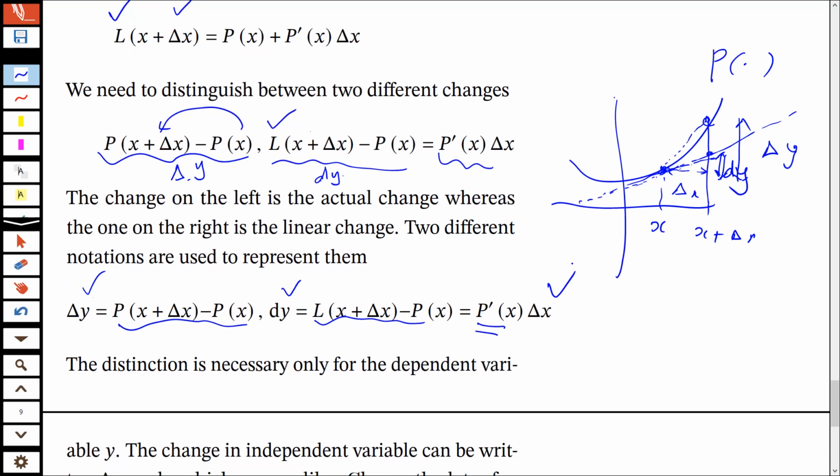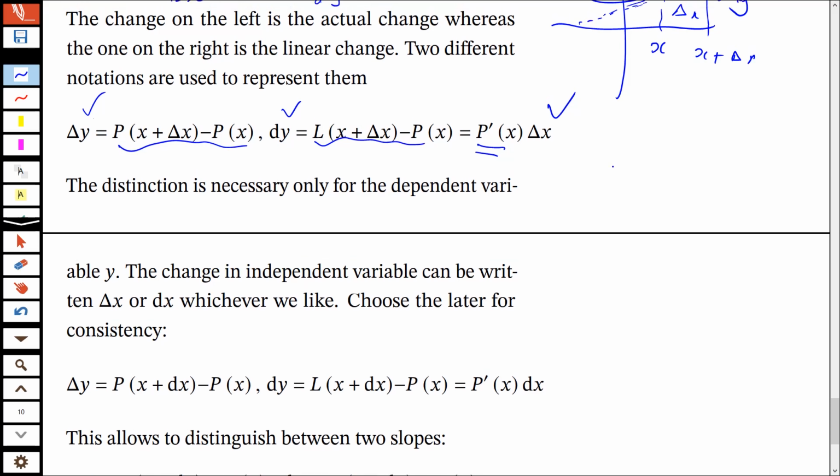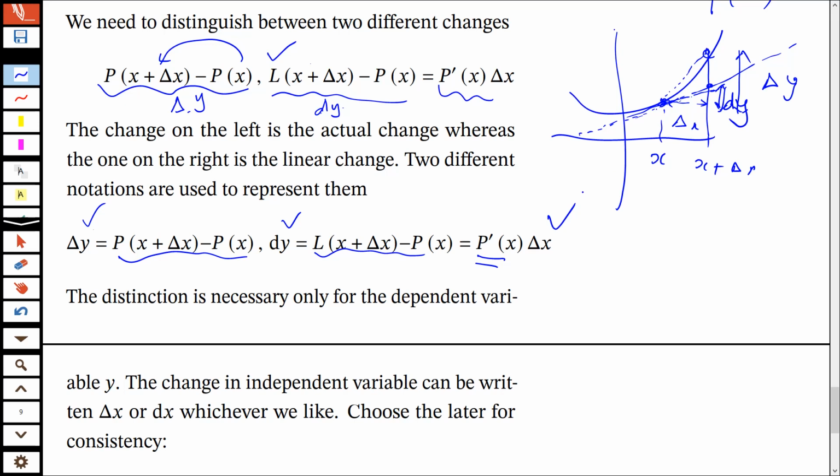Now here we need to distinguish between x and y. Only y is the dependent variable. You remember it was our choice to call it delta x. We just called it delta x. We can call it dx. Nobody can stop us from doing that. I can call it anything else, I can call it h, for example.